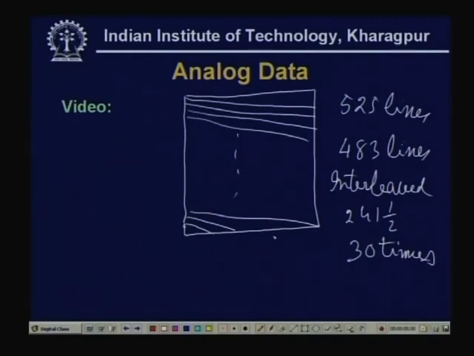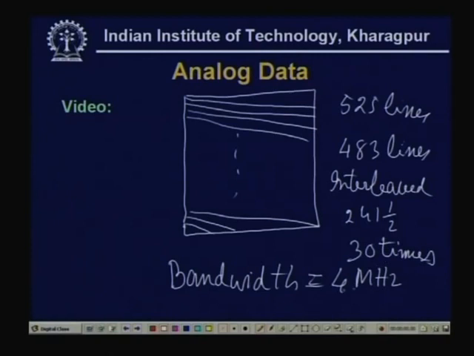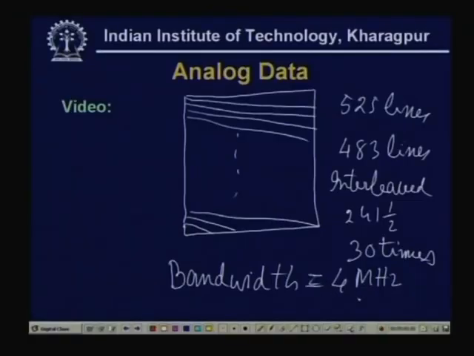So, whenever we do this, the bandwidth requirement of this video data is about 4 megahertz. Of course, this is excluding voice and color. If we include that, it will be more than this. So, this is the example of video data that we receive through the television network, and we see it has much higher signal components, having a bandwidth of about 4 megahertz. This is an example of another analog data.